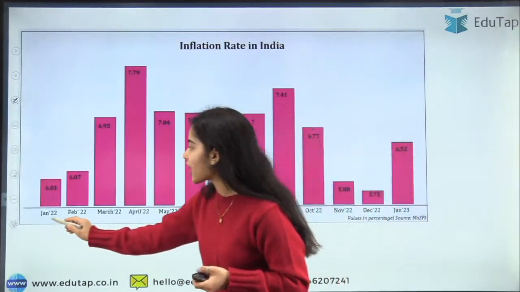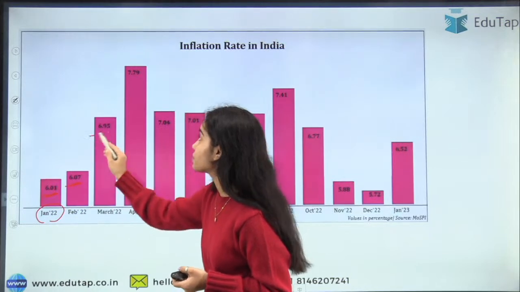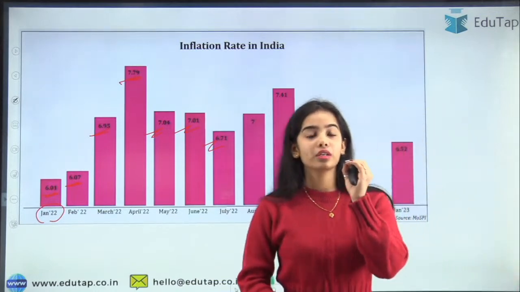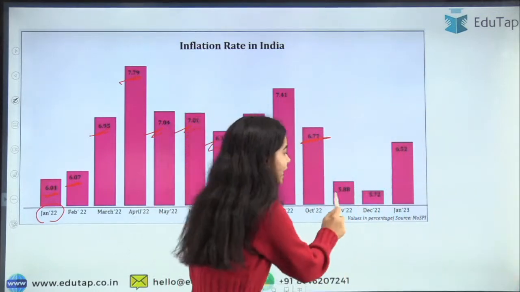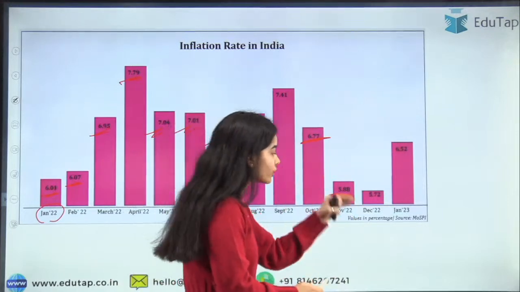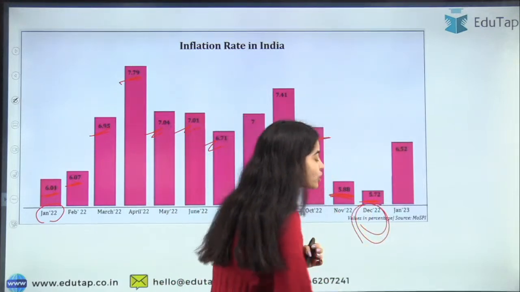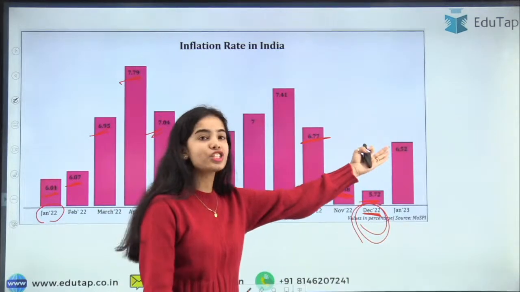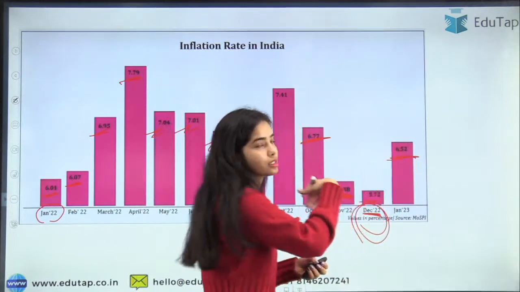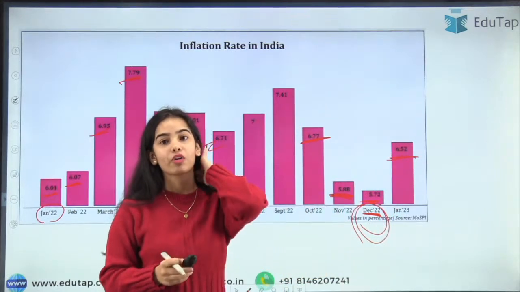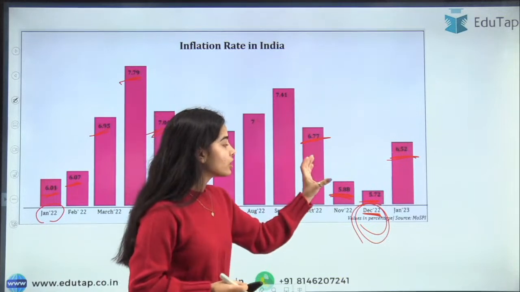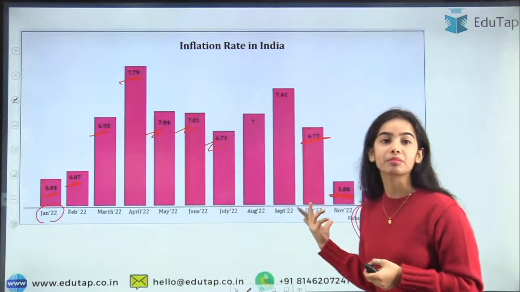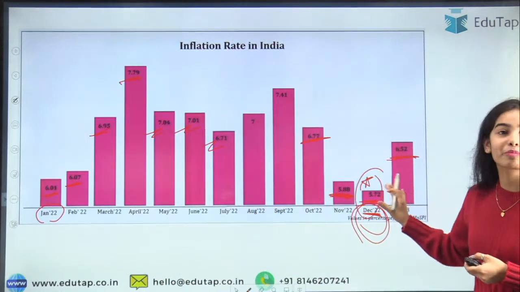So you can see that since January 2022, we had the inflation above 6%. In October also, we had the retail inflation above 6%. In November, it came down to 5.88% and it further went down to 5.72%, a one-year low in December 2022. Again in January, it went high above 6%, that is the upper tolerance level of our country. Now here one thing that I hope you will remember is this percentage.